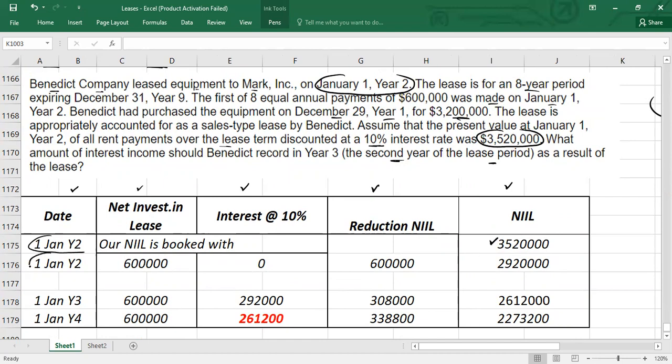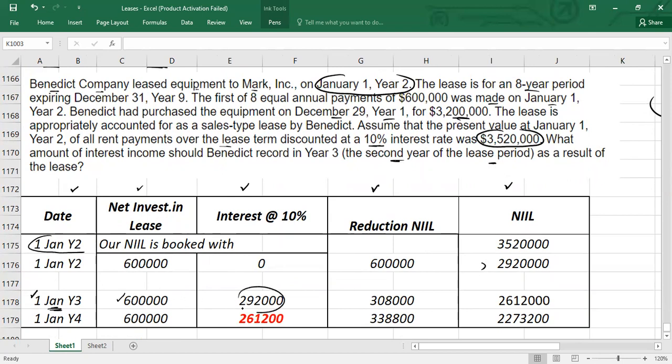And on the same date, we got a first payment of 600,000. There will be no interest because there is no time elapsed. And this 600,000 directly will reduce your net investment in lease. It means your net investment in lease is going to be 3.52 million minus this value is equal to this value, at the date of inception. Then we have 1st January year 3. At the next payment, again, we received 600,000.